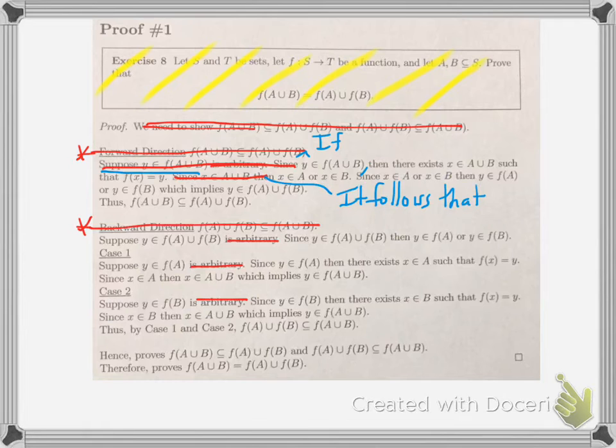All right, well, let's see what we got here. Since x is an element of A, or x is an element of B, well, we just said that in the previous sentence, so we're going to get rid of that somehow. Then y is in f of A, or y is in f of B.